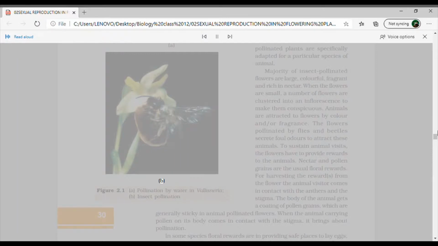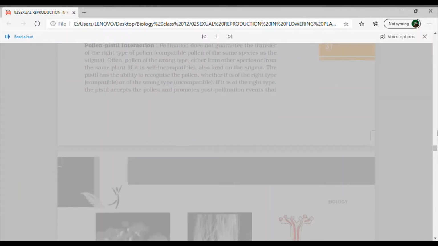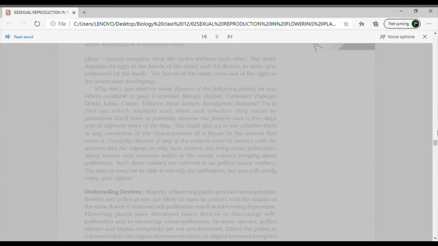Figure 2.1, A. Pollination by water in Vallisneria, B. Insect pollination.